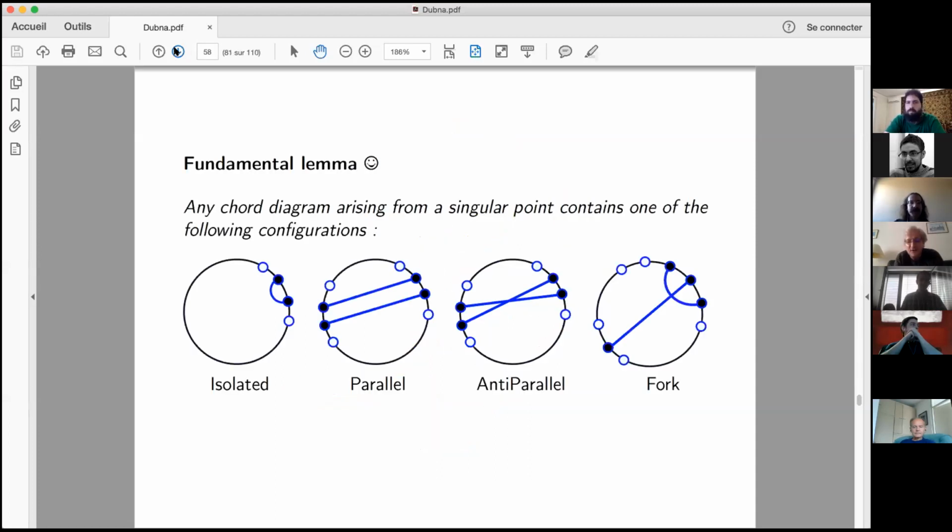I call that the fundamental lemma, which is very analogous to what I said before. If you have an interchange polynomial, there must exist two consecutive integers whose images are consecutive integers. The analogous statement is this. If you have a chord diagram that comes from a singular point, it must contain one of the following situations.